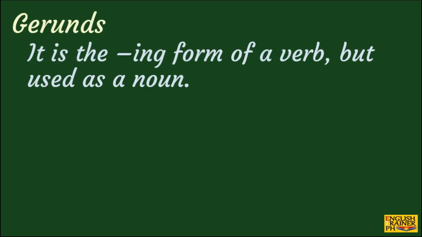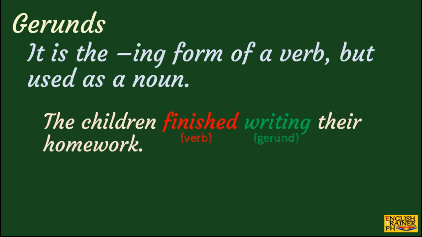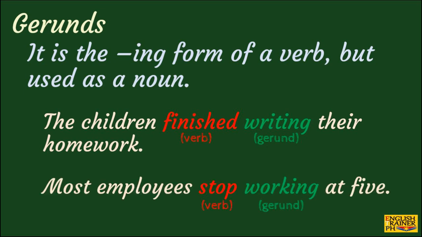Now, because gerunds are nouns, they can be used as objects and they can also be used as subjects in our sentence. In our first example, the children finished writing their homework. So, after finished, we have the gerund writing, which is the object. So, the children finished what? Writing their homework. Most employees stop working at 5. So, stop is our verb, working is our gerund.